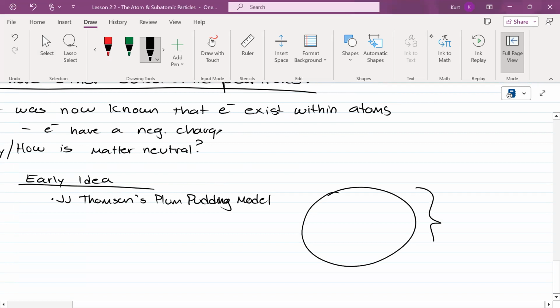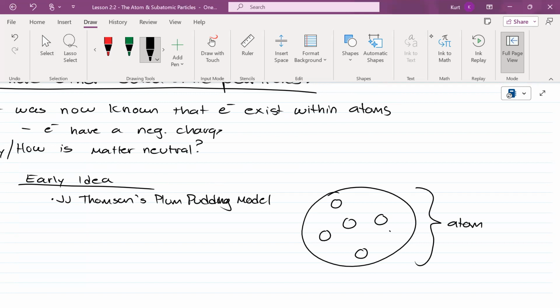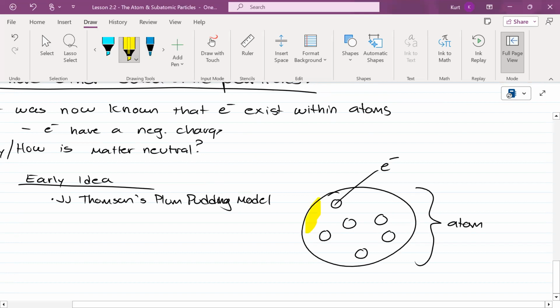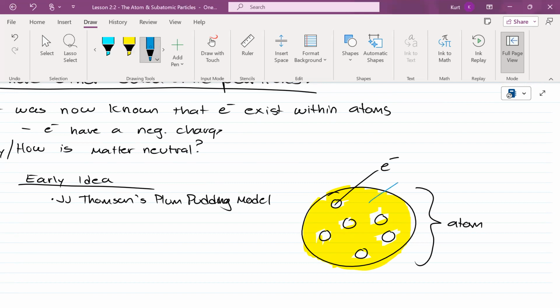You have an atom. You have electrons. And then all of this space in here that I'm going to highlight with yellow, all this empty void in between the electrons is supposed to be a positively charged space.